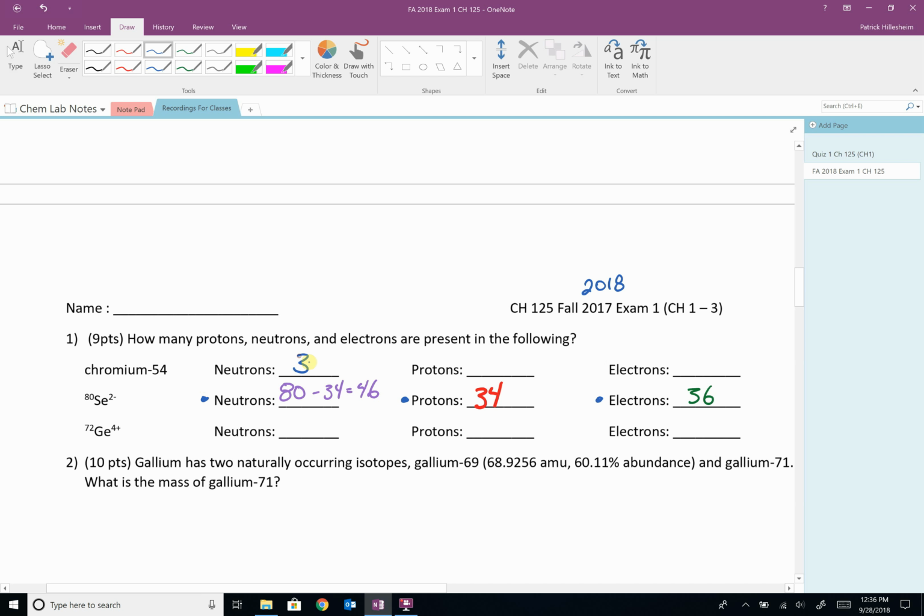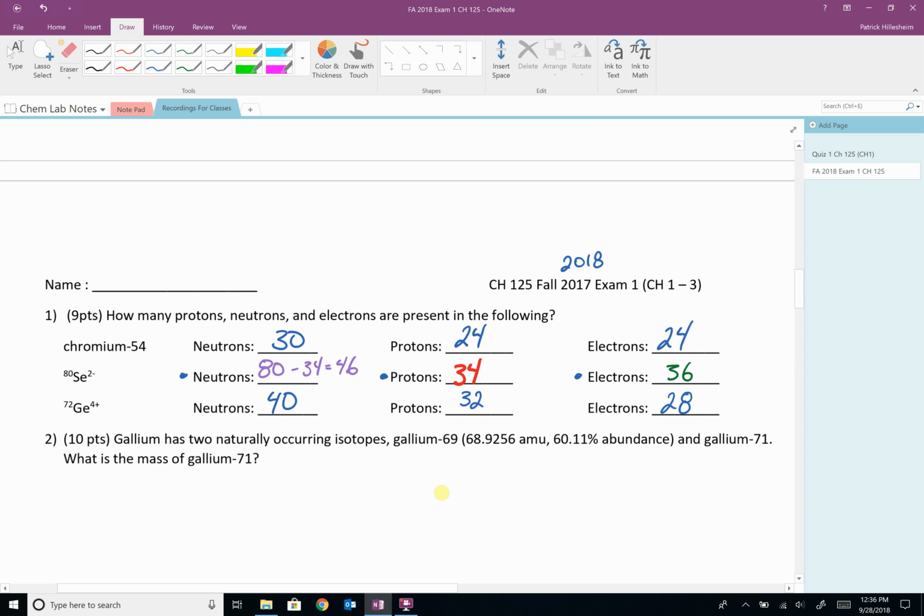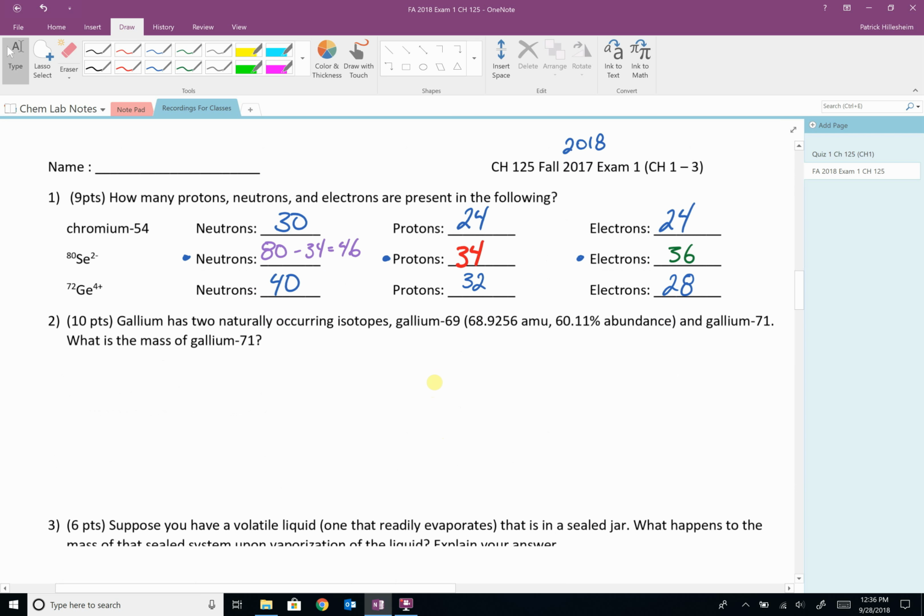So I'm going to fill in the rest of what we had. 28 down here, 32 for germanium, and we have 40 neutrons there. All right. So there we go. Protons, neutrons, and electrons.